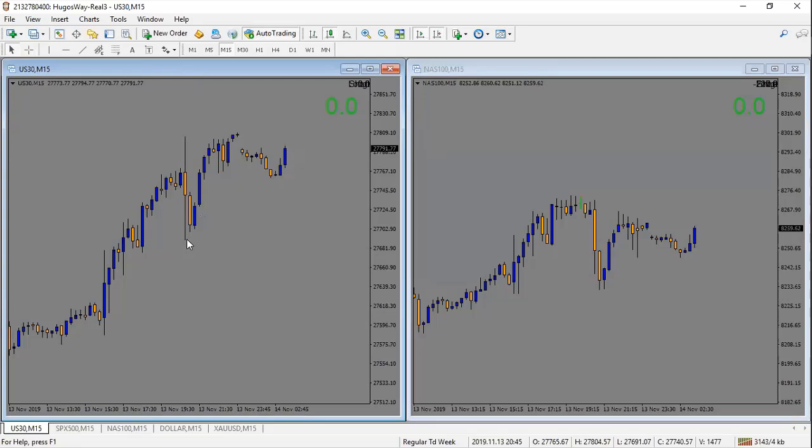Jeez. 146 pips. Guys, at 0.01, that's $146. 0.02, double it. 0.05, times it by 5. Now you see why I'm always trading US30. I'm in and out of the market in an hour. I'm done for the day. Sometimes for the week. I'm done.